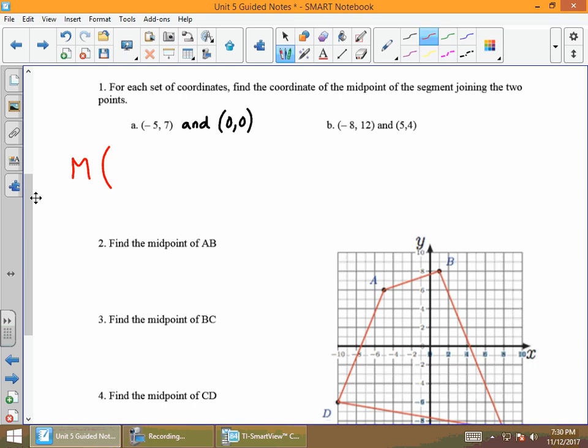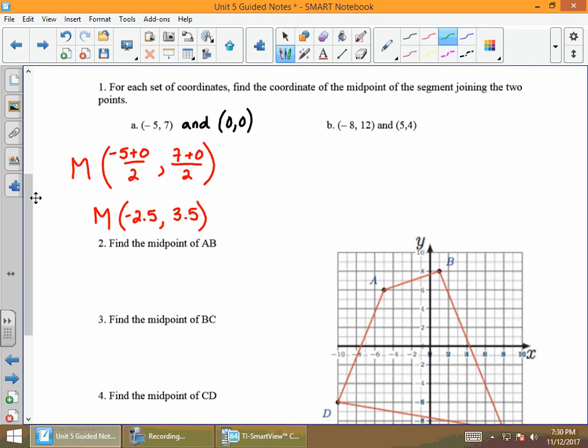So let's do x's. My x's are -5 plus the x for the second point, 0, divided by 2. And for my y's, it is 7 plus 0 divided by 2. Okay, well, -5 plus 0 is -5, divided by 2 is -2.5. And 7 plus 0 is 7, divided by 2 is positive 3.5. So that midpoint would be at -2.5 and positive 3.5.